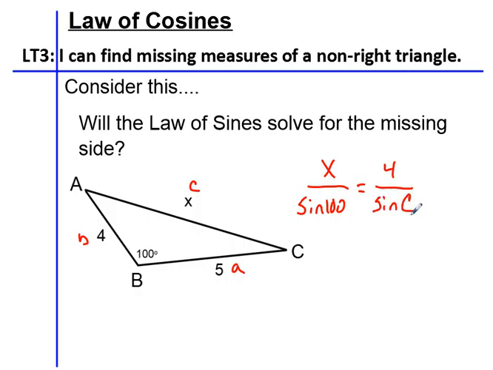This is a problem because we have both a variable for C and also a variable for X, the side C. So we're not going to be able to solve this. If I were to instead try to set it up with the A side, I would put a 5 here, and then I'd have to have an A. Same situation. I have two variables, X and A. So there are situations where the law of sines will not solve for the pieces you need. So we need a new tool.